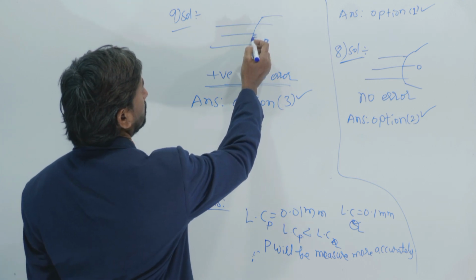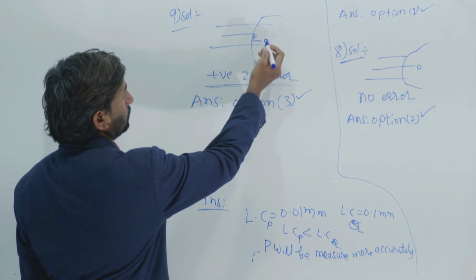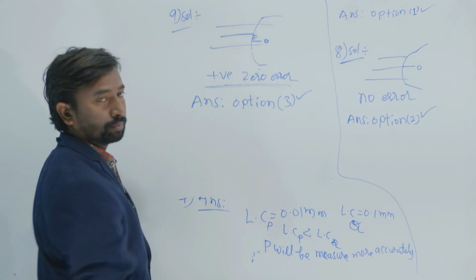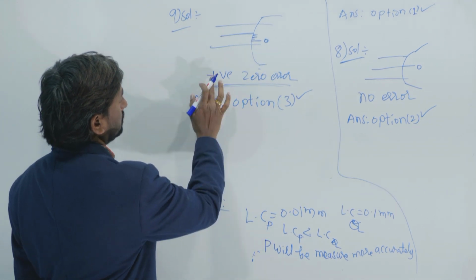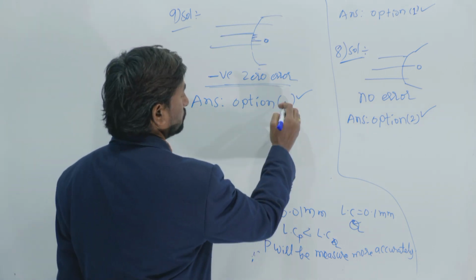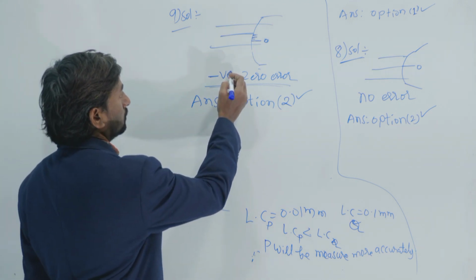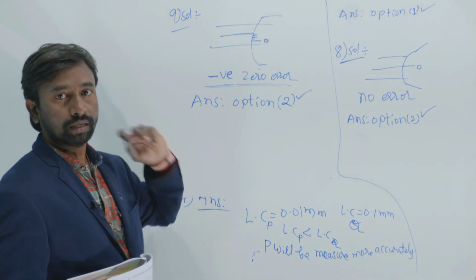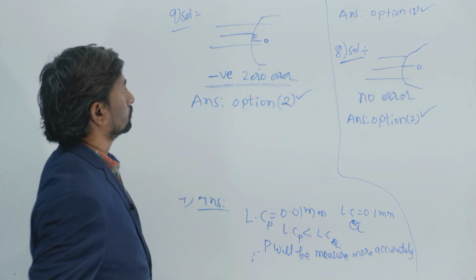If the zero division of the circular scale is below the baseline, this will be the baseline, then it is said to be a negative zero error. So now here option 2 will be correct. The zero division of the circular scale is below the baseline of the pitch scale, then it is said to be the negative zero error. So the correct option here is option 2.